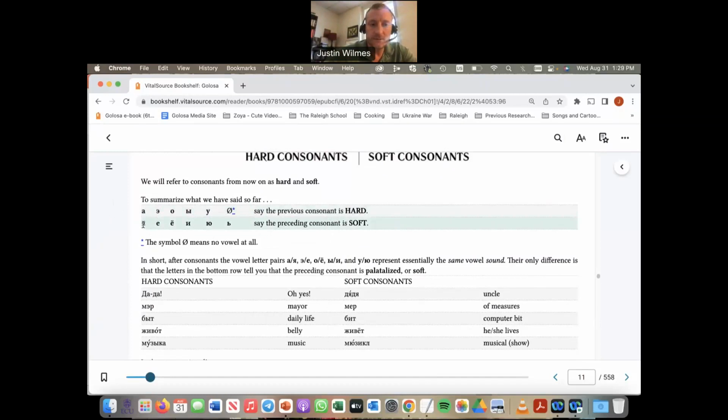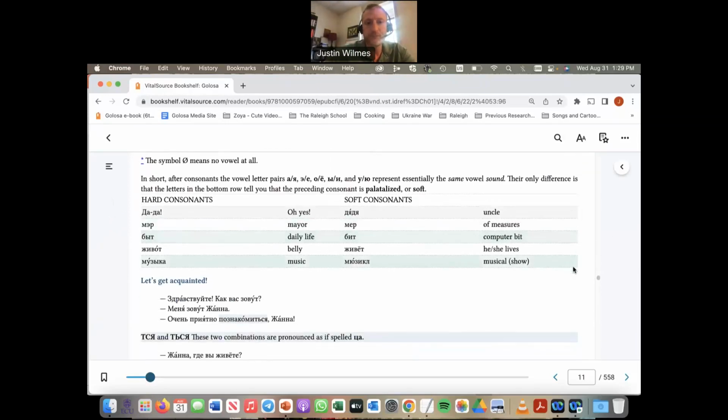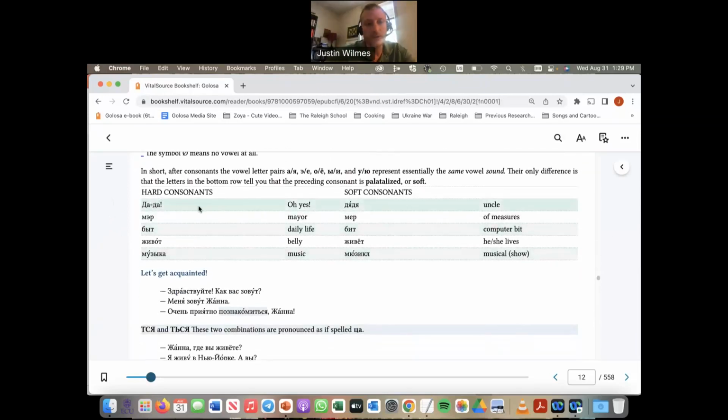So if the preceding consonant comes before ya, ye, yo, I, you, or a soft sign, then it gets softened. For example, if you have phrases like "da da," oh yes, but if you say the word "dyadya," uncle, well, this D is softer, as opposed to "da da."